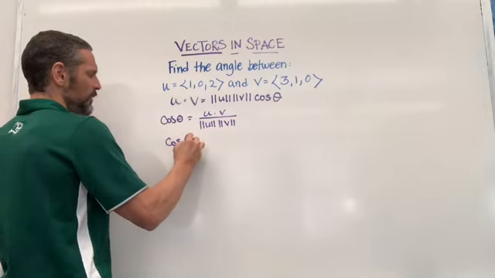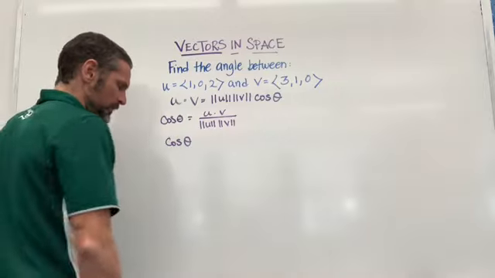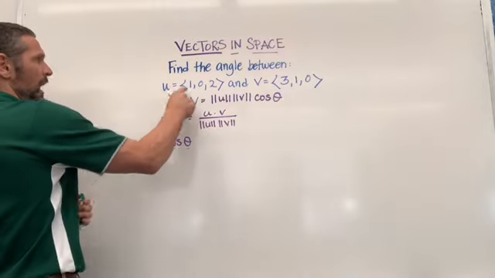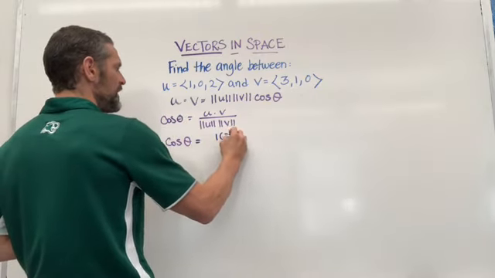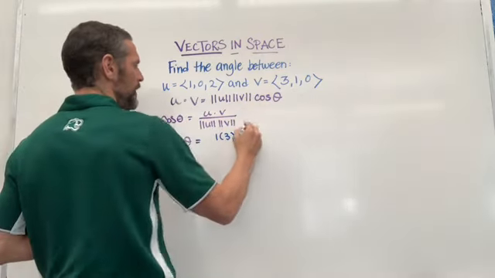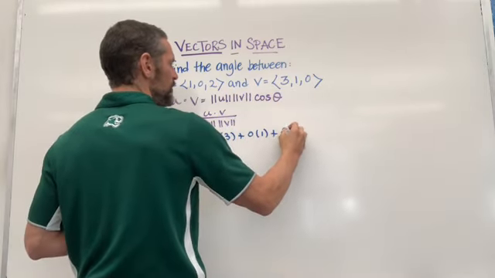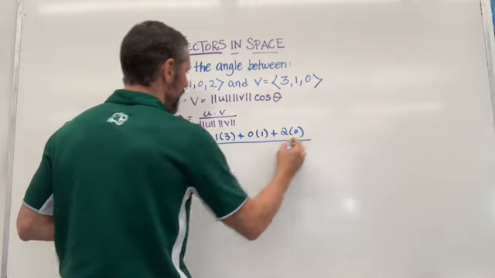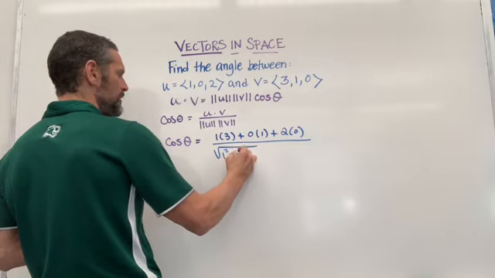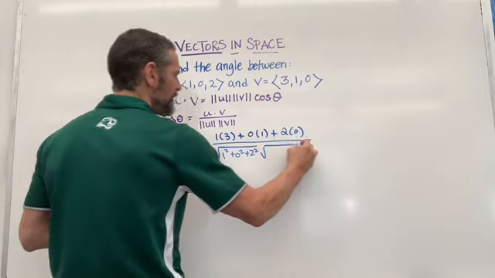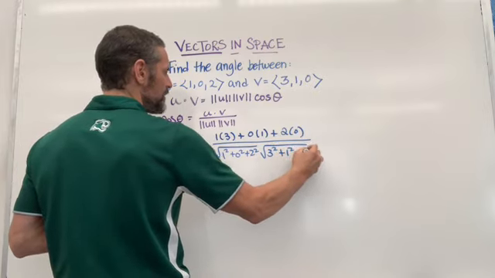So in this case, cosine of the angle would equal, well, the dot product of these two would be x component times x component. So that'd be 1 times 3, plus y component times y component, 0 times 1, plus z component times z component, 2 times 0, all divided by the magnitude of u, which would be the square root of 1 squared plus 0 squared plus 2 squared, times the magnitude of v, which would be 3 squared plus 1 squared plus 0 squared.